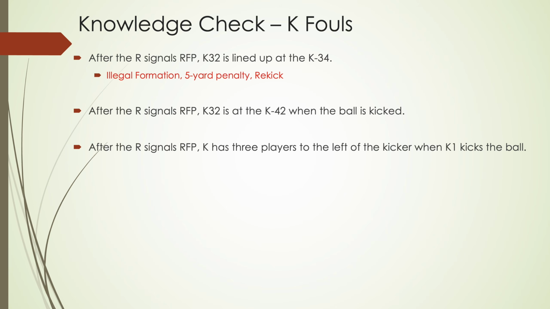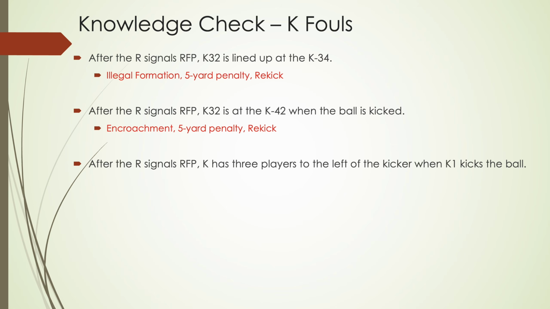After the referee signals the ready for play, K32 is at the K42 when the ball is kicked. So 2 big yards beyond K's restraining line when the ball is kicked. This is an encroachment penalty or encroachment foul, 5-yard penalty, and a re-kick.